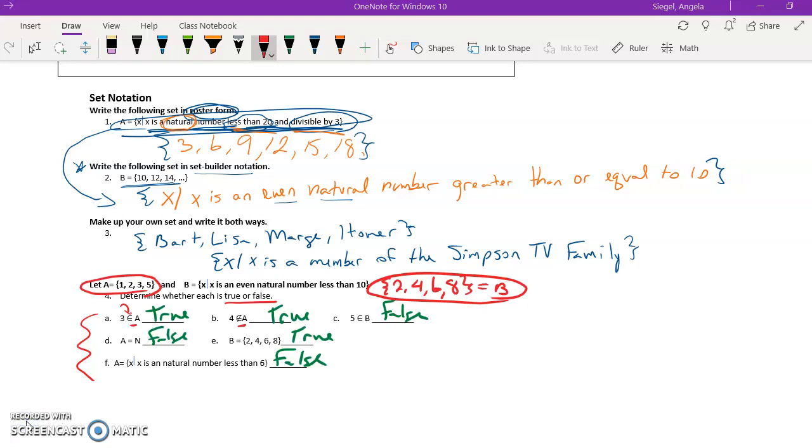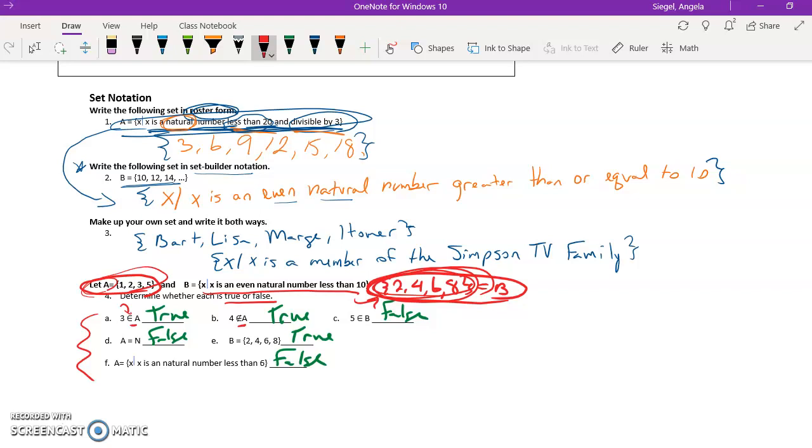Okay, so the first thing I did is I took the set builder notation and I turned it into roster notation. I just thought it was a little bit easier to do. Okay, so let's look at A. So 3 is an element of A. Well, let's look at A, and 3's there, so that's true. 4 is not an element of A. So A, yep, that's true as well. 5 is an element of B. Oh, I don't see a 5 here, so that is false.